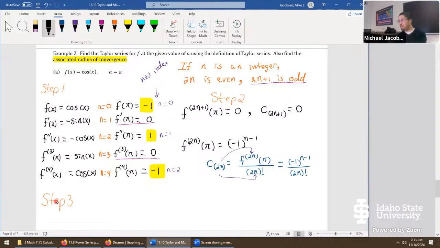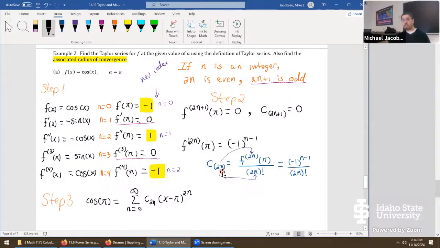Okay, finally putting this all together, we can say, what function was it? Cosine at pi is going to now be a summation as we go from 0 to infinity of c2n times x minus pi to the same power 2n.